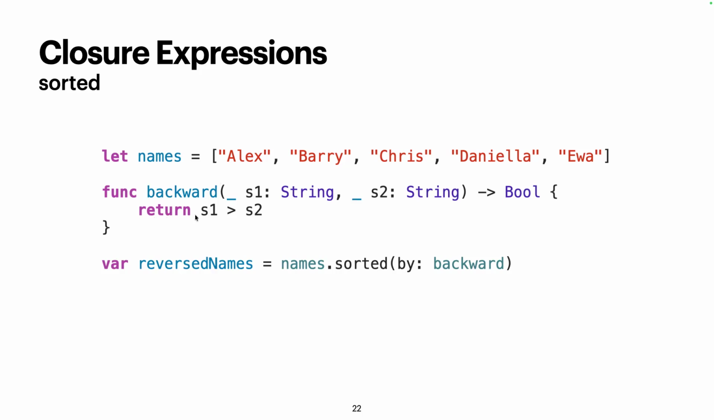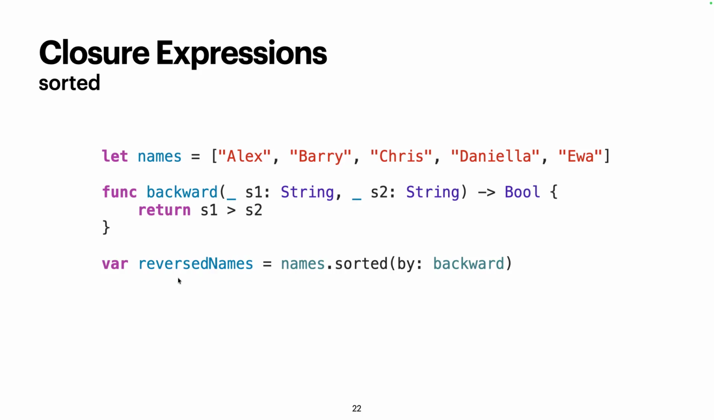So here we're basically saying s1 is greater than s2. What that means is that if I pass in two strings here, I want you to sort these two elements so that the first one has a lexicographically greater value than the second one. So for example, if this was the letter A and this was the letter B, I want to sort these so that B comes first.